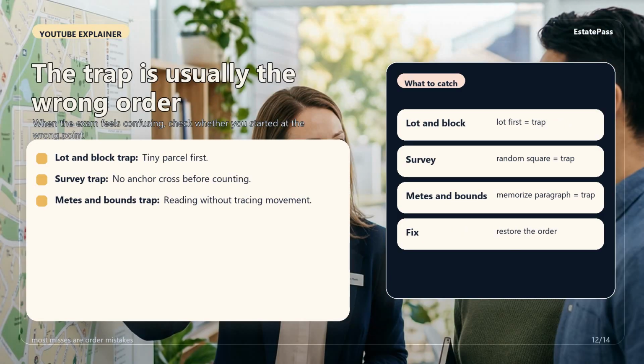The common traps are very repeatable. For lot and block, students start with the lot. For rectangular survey, they start counting from nowhere instead of the cross. For metes and bounds, they read the description like a definition paragraph instead of movement instructions. Notice that every miss is really an order mistake.